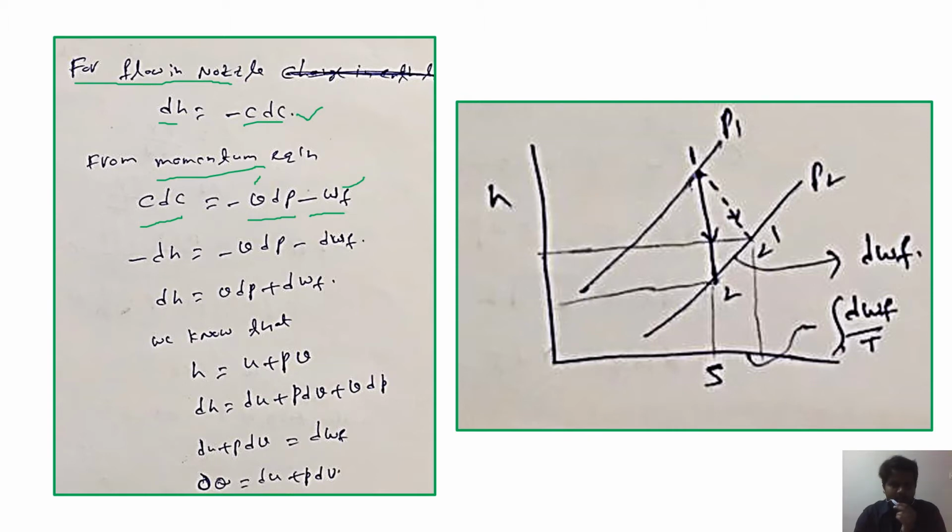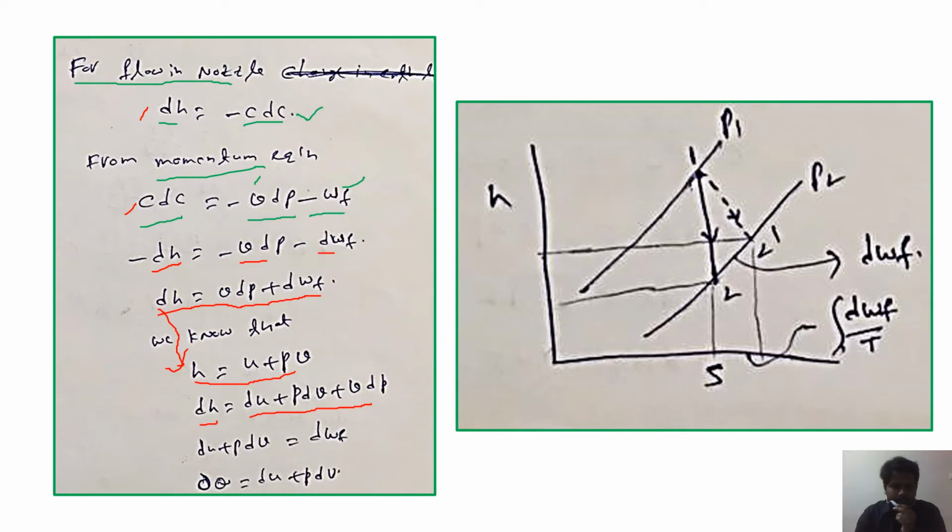Now when we compare the two equations, we can write dH equals minus VdP minus dWf. Now if we remove the minus sign, we can write dH equals VdP plus dWf. Now as we know that H equals U plus PV, or dH equals dU plus PdV plus VdP.